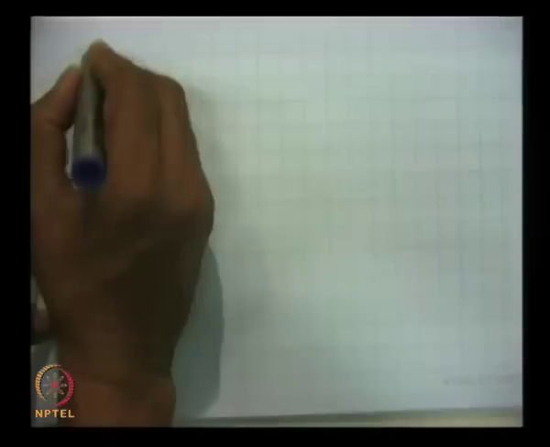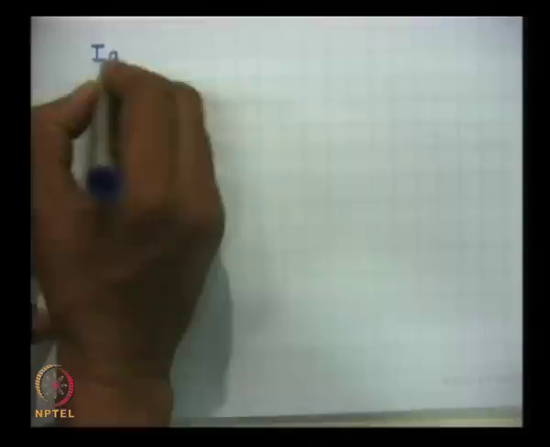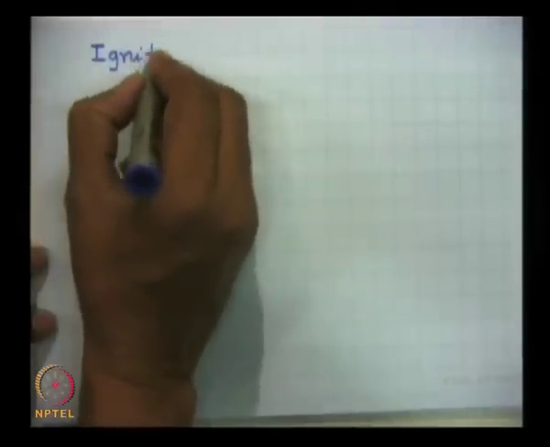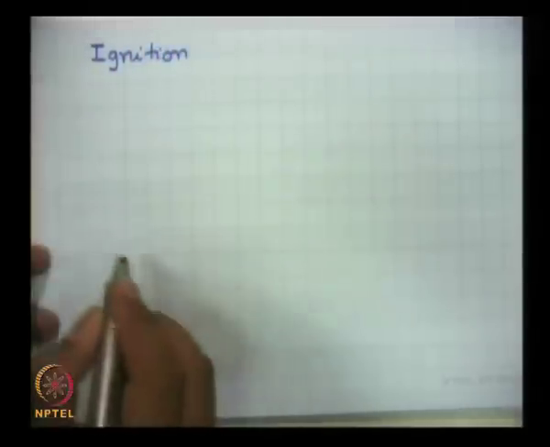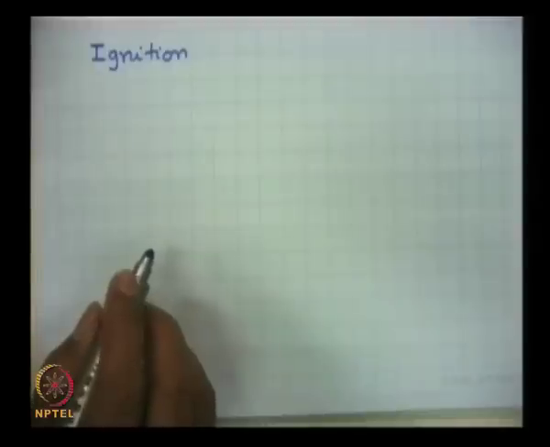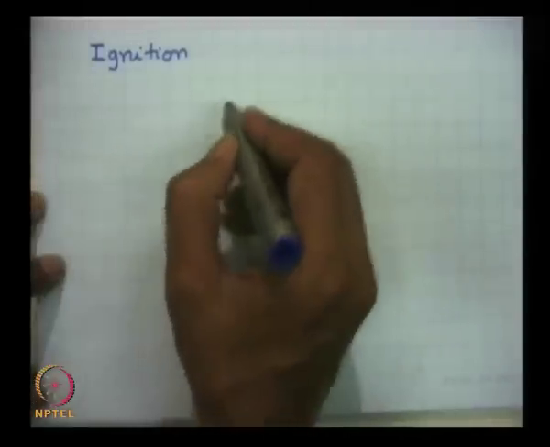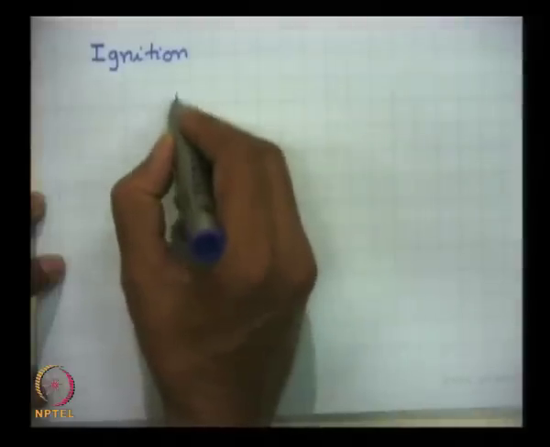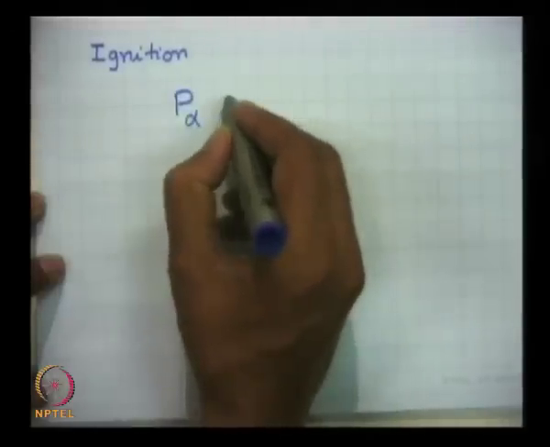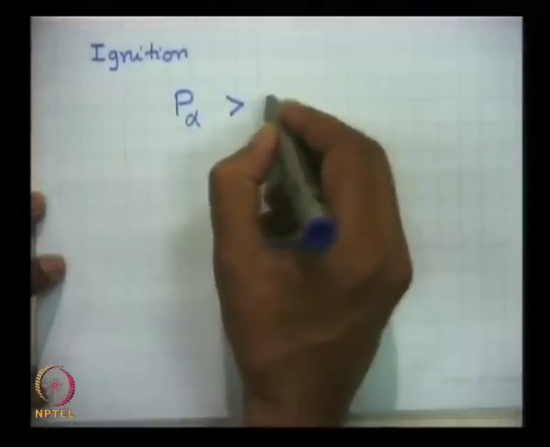Another important consideration is the ignition criteria, the ignition problem, which implies that the power produced by the alpha particles produced in the fusion reaction must exceed the power loss.